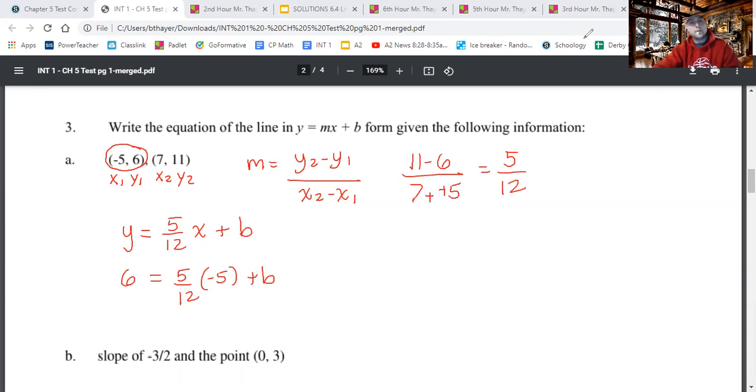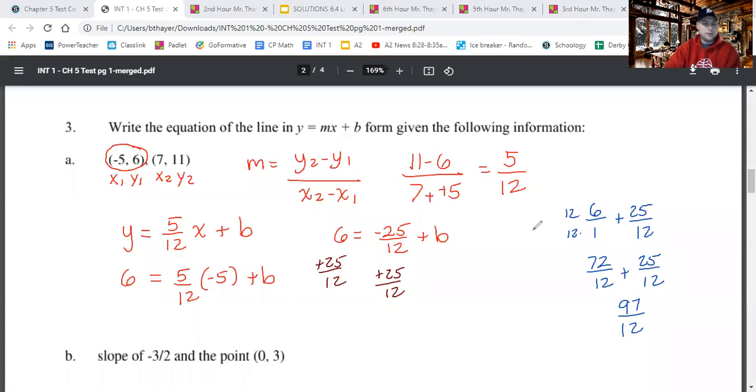So I'm going to fast forward a little bit here. All right, we fast forward a little bit. And over here in blue, you'll see me adding 25/12 to 6 over 1, which means I need common denominators, and I got 97/12 is my y-intercept. And that's the same thing as 8 1/12, or if you want to write it as a decimal, you would have to approximate it. So we're not going to do that. We're going to leave it as a fraction.